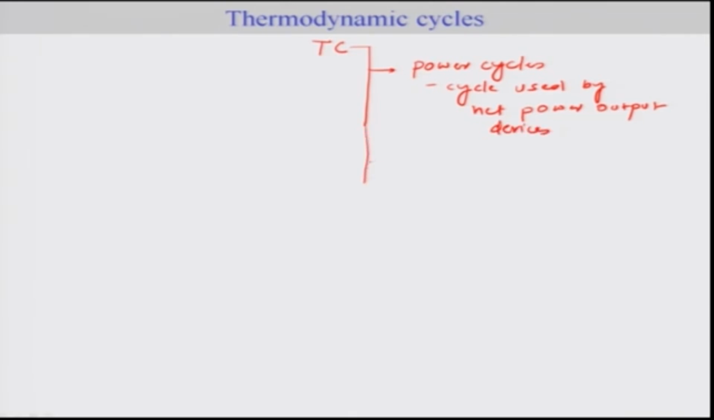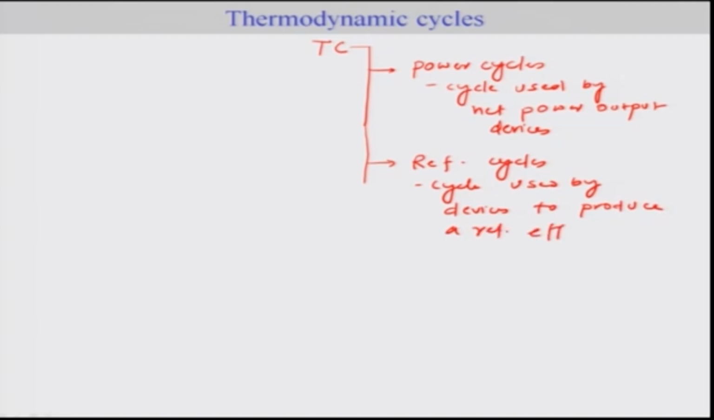The thermodynamic cycle can be used for a refrigeration cycle, where the cycle is used by devices to produce a refrigeration effect. So these examples would be your AC, refrigerator, or heat pump. Or here the example would be your automobile engine.